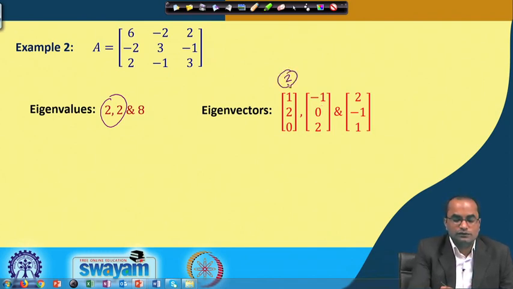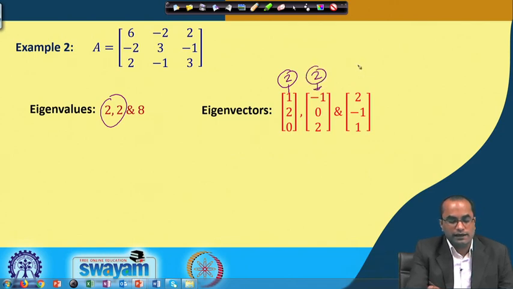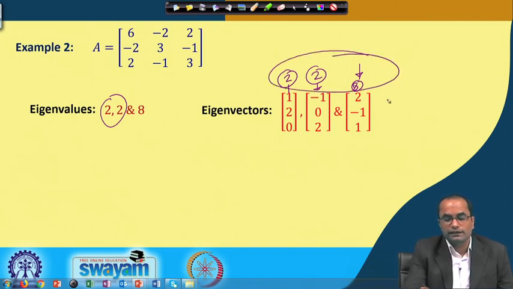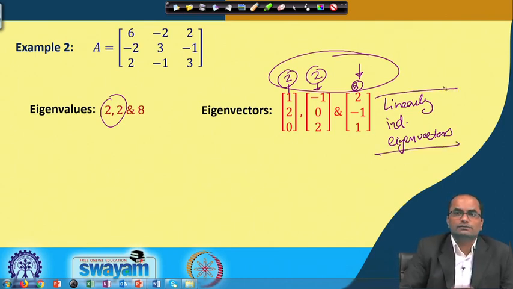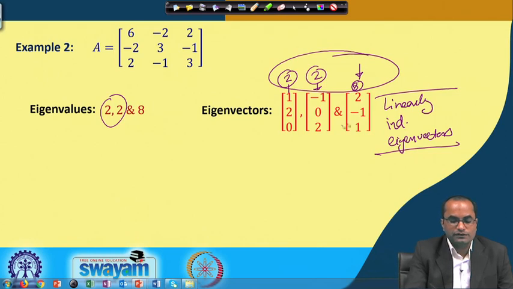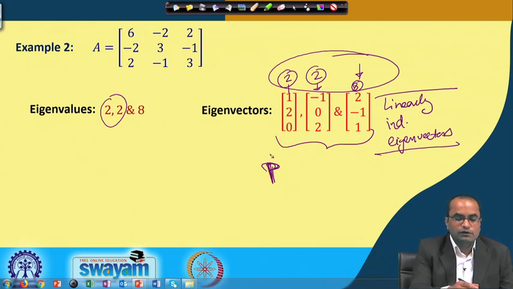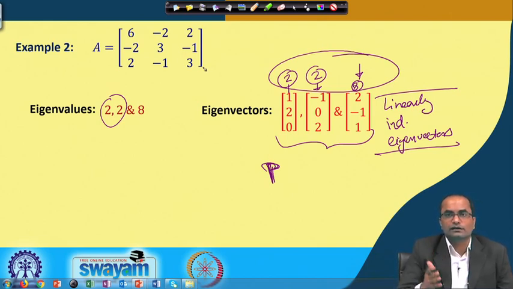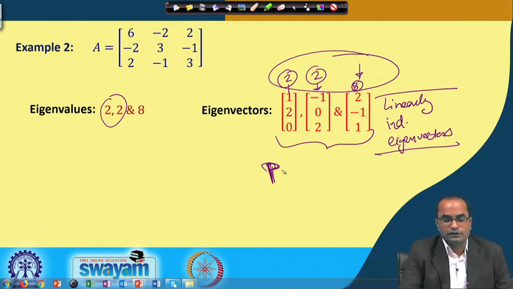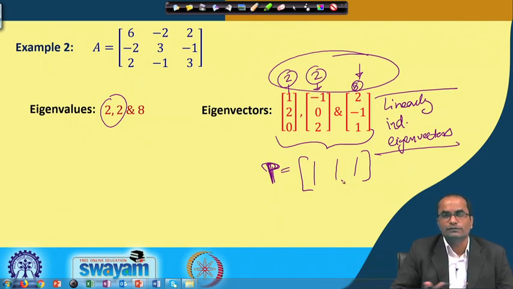So, this is corresponding to this 2, this is also corresponding to 2, and here we have this corresponding to this 8. So, we have 3 linearly independent eigenvectors, and that is the reason we can now diagonalize this matrix. Remember, just to make it easy to remember, the model matrix P will be of the same order as A. So, we need these 3 columns to fill the matrix P. So, if we have 3 linearly independent vectors, we can form this P.